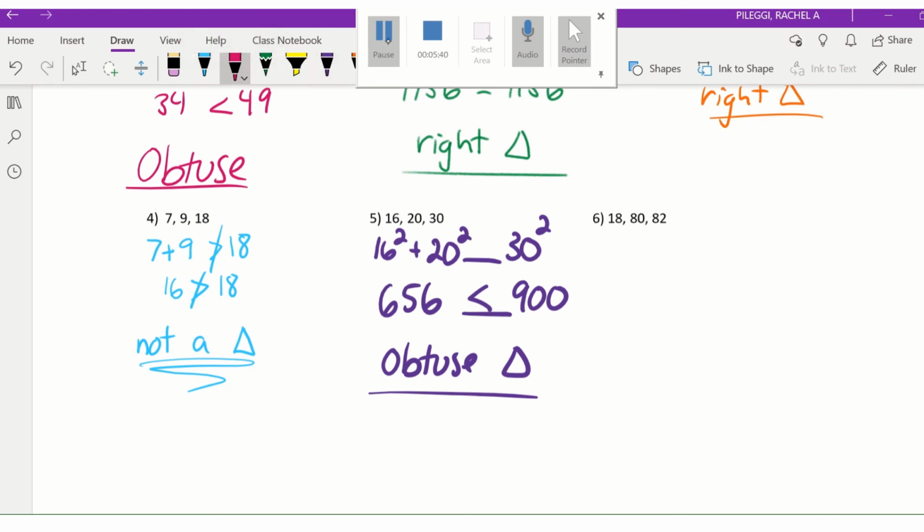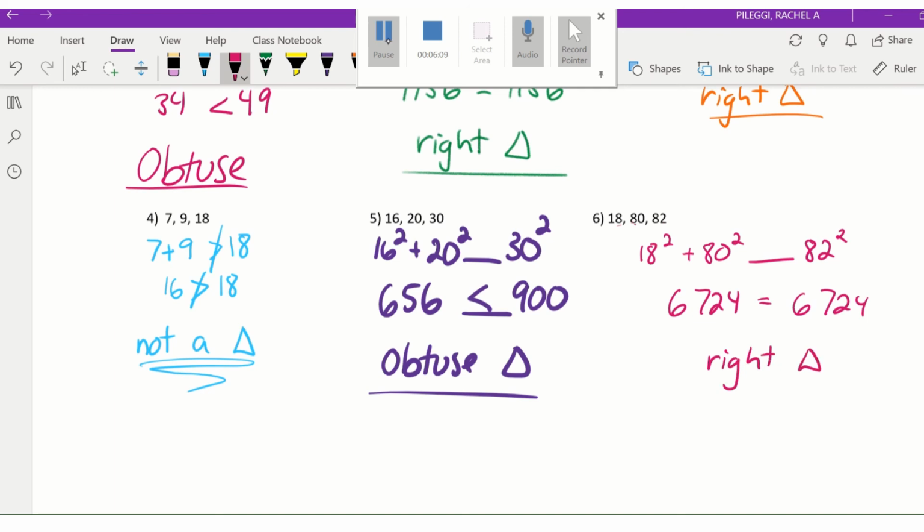And again, if you check, if you add these up, it's bigger than 82. So it is a triangle. We just have to figure out what kind of triangle it is. So 18 squared plus 80 squared gives me 6,724. 82 squared, 6,724. So this is another right triangle. So you can use these theorems to decide what type of triangle it is.